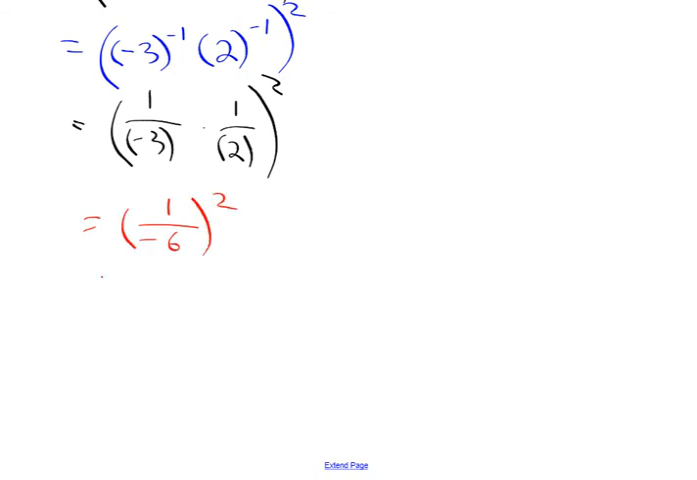1 over negative 6 squared. Or negative 1 over 6 squared. From here, square the numerator, square the denominator. Apply that squared to both.